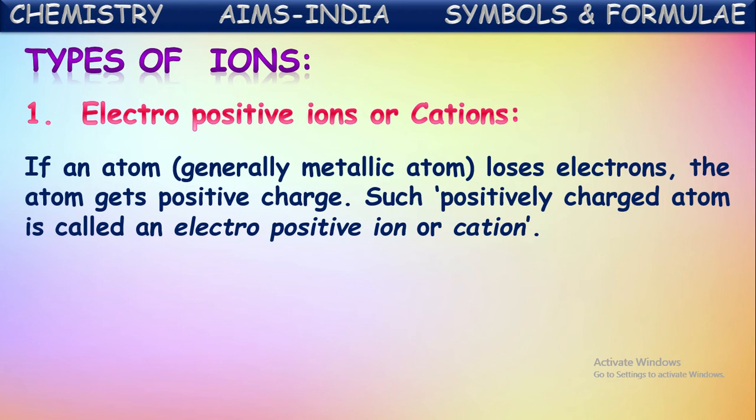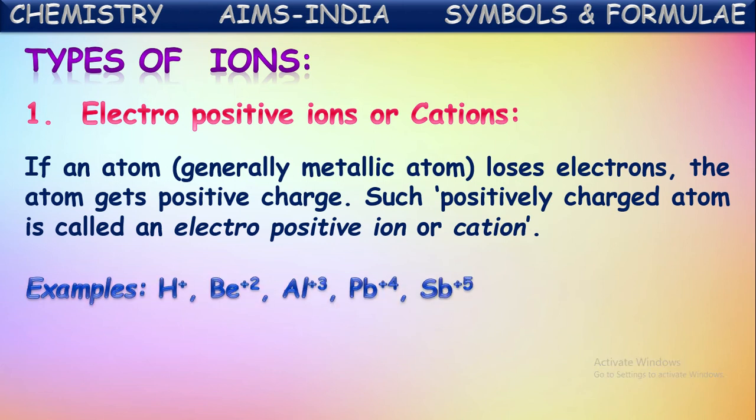So that element will always be ready to lose that 1 electron so that it becomes a positive ion. In that way, the metal atoms which have a small number of electrons in their valence shells will always be ready to lose those electrons and hence form positive ions. So that's why we say metals form positive ions, or metals form cations. With the loss of electrons, metals form positive ions. Those positive ions formed are called electropositive ions or cations. So we can say simply here, metals form cations.